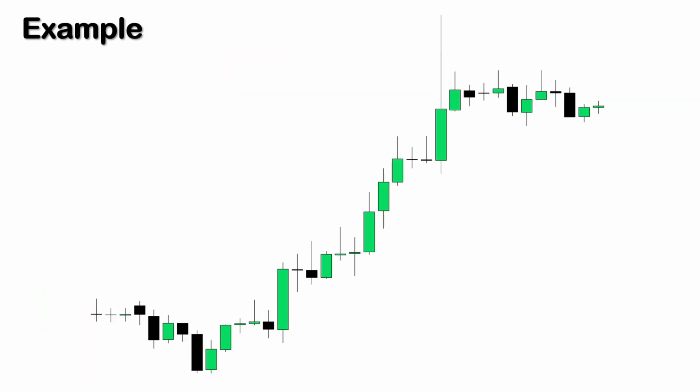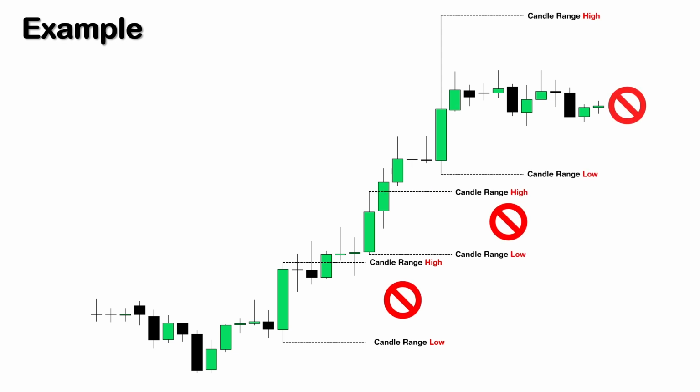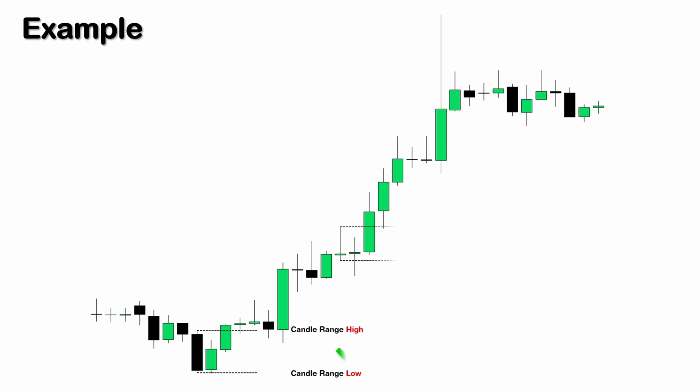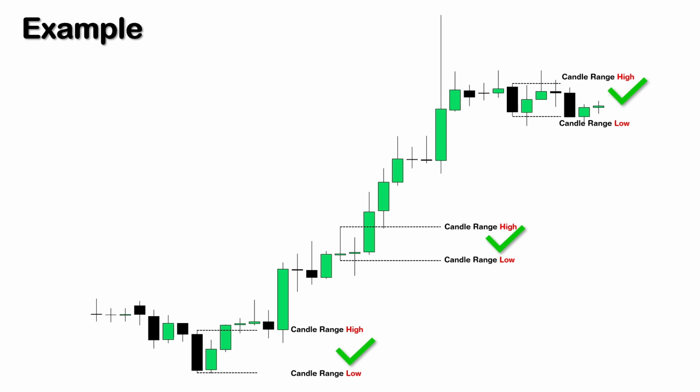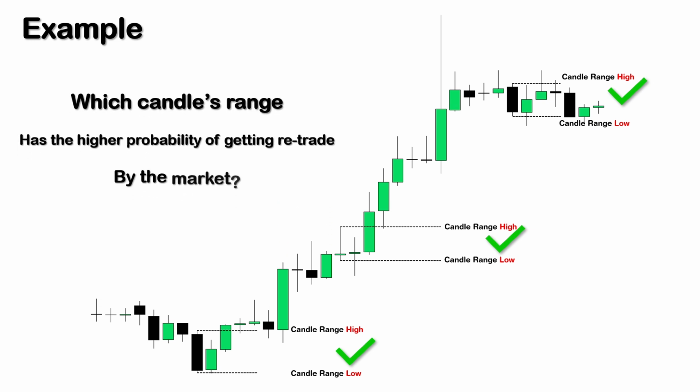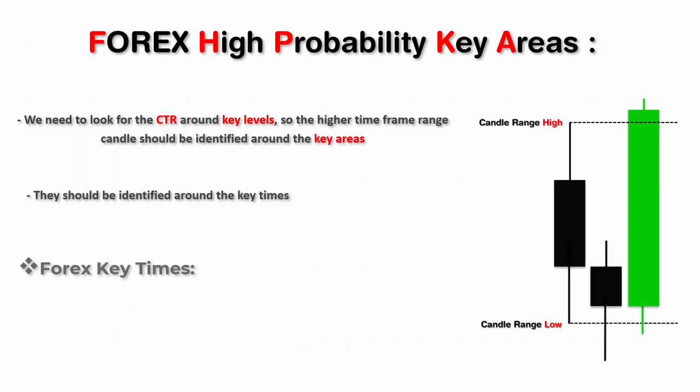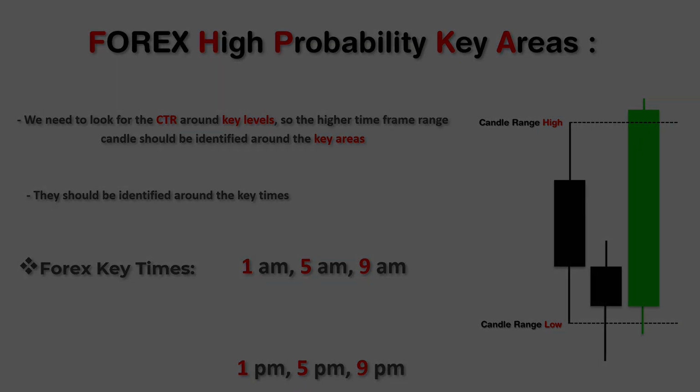Consider this example. Not every candle's range is revisited by the market. In fact, most candles are ignored by the price, while only a select few get retraded. This led us to conduct in-depth research to uncover which candle's range has the higher probability of getting retraded by the market. Previously, we were looking for range candles at key times, 1 a.m., 5 a.m., 9 a.m., 1 p.m., 5 p.m., and 9 p.m., to identify the most disposed range candles to trade CRT. But in this education, I want you to forget the key times, because I will give you a better idea.